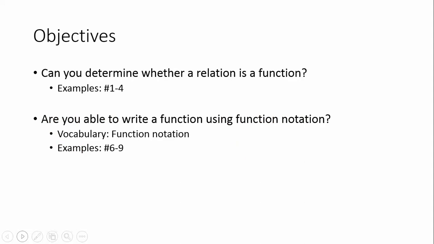So now if we look at our objectives from the beginning of the lesson, were we able to determine whether the relation is a function? We'll look at examples 1 through 4. If you understand and have full comprehension of those examples, then you are able to determine whether a relation is a function. You can also look at the vertical line test. Graphically, that's how you can tell if a relation is a function. Does it pass the vertical line test?